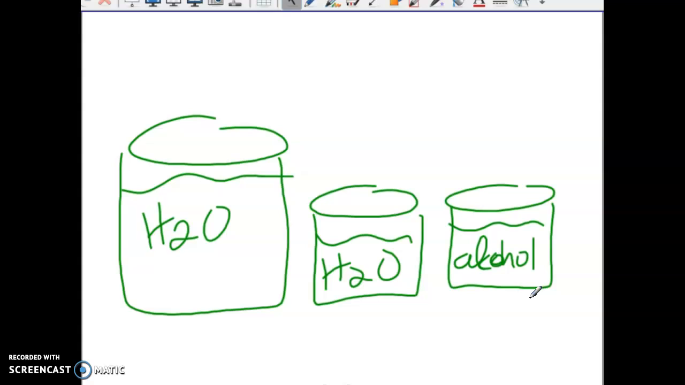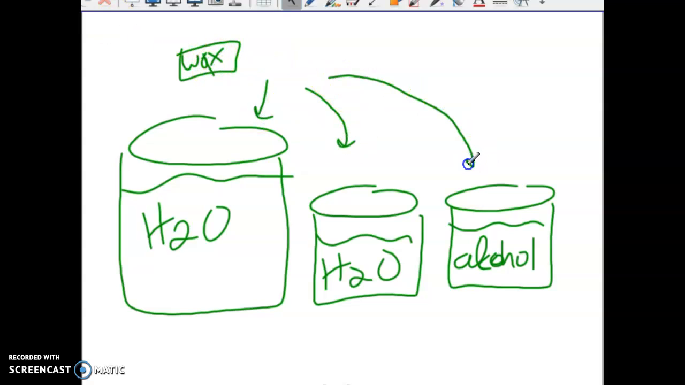Then we're going to put the same kind of candle, without being lit, into all three. So again, you're predicting: do you think it's going to sink? Do you think it's going to float? Do you think it's going to stay suspended? And what will happen in each of these scenarios? So pause the video and write out what you think your prediction will be and why you are predicting it.